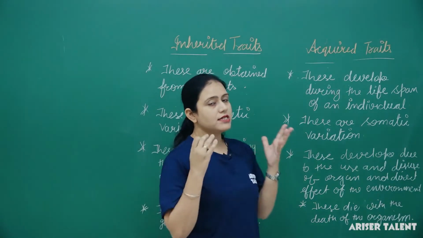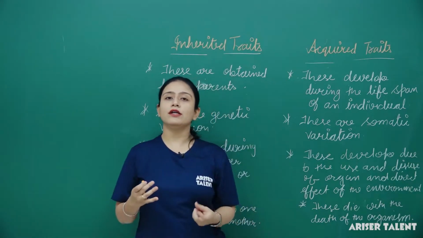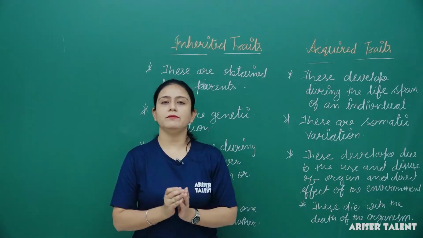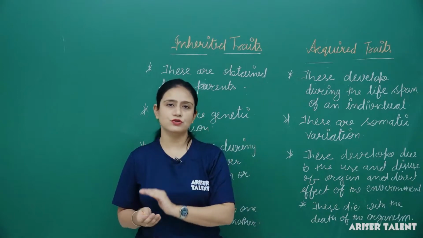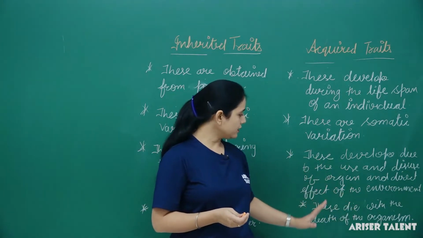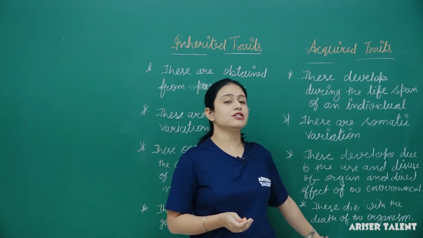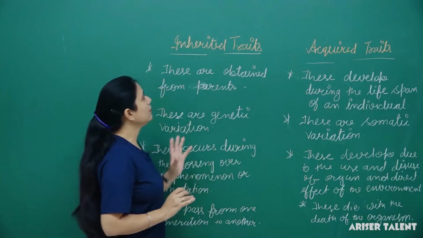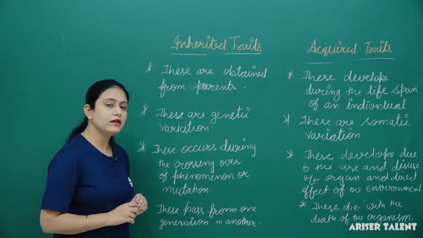Acquired traits develop during the lifespan of an organism because of environmental changes or on the basis of the use and disuse of the organ, fine. And these variations generally die with the death of the organism. Clear? So this was all about inherited and acquired traits.